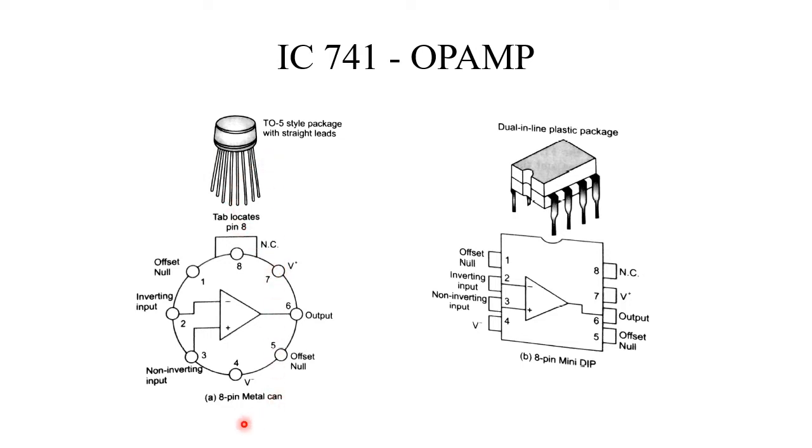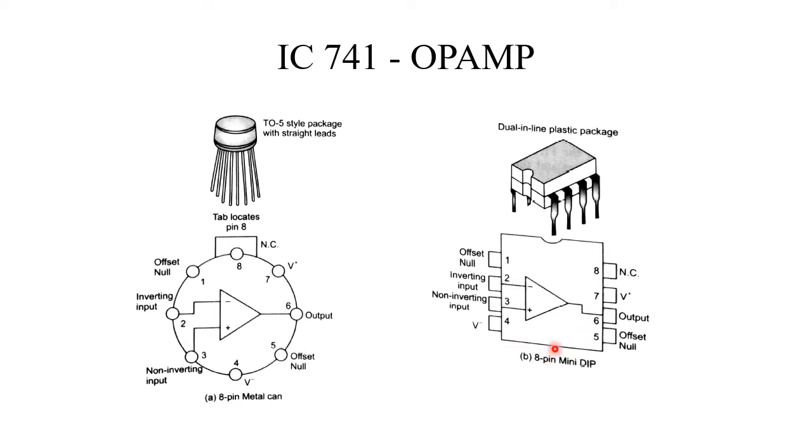First one is the 8-pin metal can package. In the metal can package there will be a tab. That tab indicates the 8th pin. Normally it starts from 1 and ends at 8, and the numbering is done in an anti-clockwise direction. This tab is a reference. From the tab we move towards the left, and in the anti-clockwise direction it is numbered 1, 2, 3, 4, 5, 6, 7, 8. So this is the case for the 8-pin metal can package.